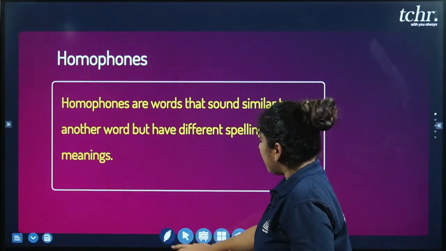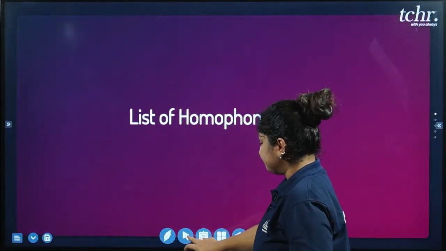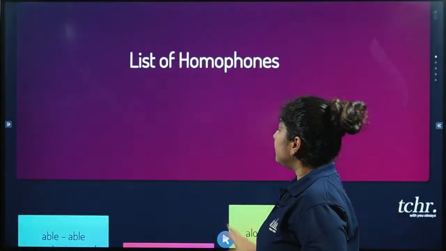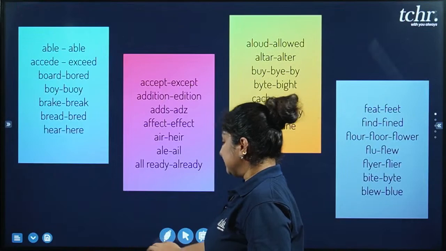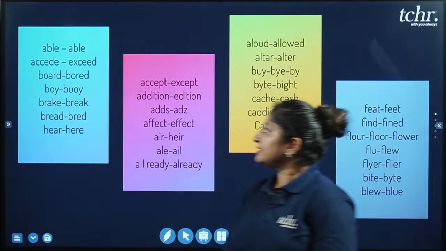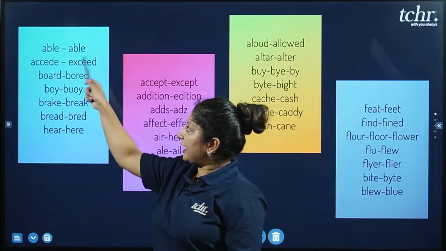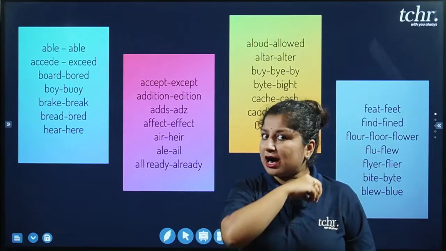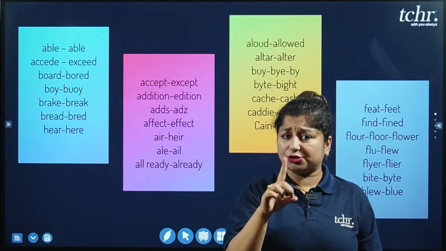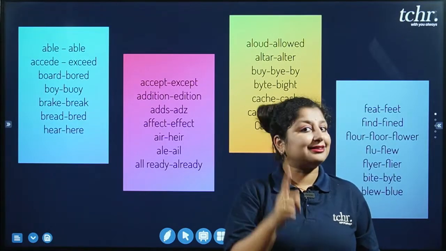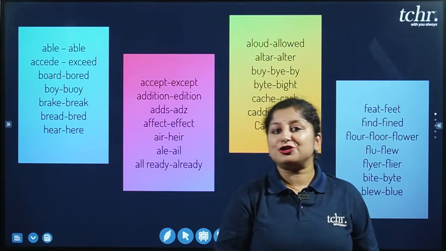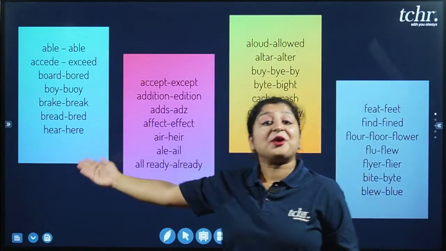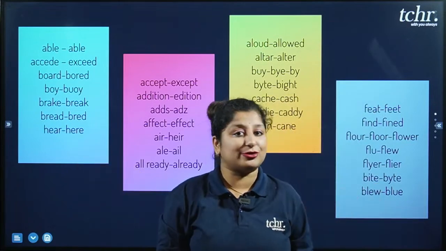Few are used every day. I'm sure most of you would have come across them. The list of homophones. Say for example, able. See, they sound similar. They sound almost the same, but do they mean the same? No. Are the spellings also the same? No. So what do we call this particular set of words? We call them homophones.